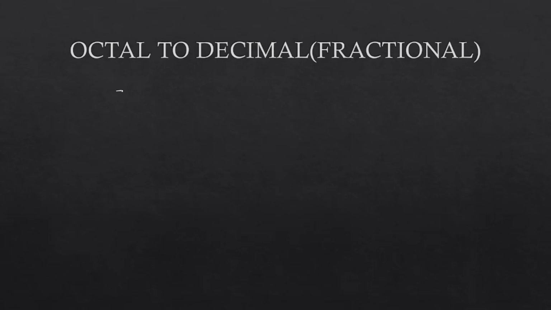I'll take the example here, 24.6 to the base 8. Now we are going to convert it to decimal. How can you do that? Again the same thing, 24.6. So what is the positional value here? Minus 1 for the 6, 0 for the 4, and 1 for the 2.